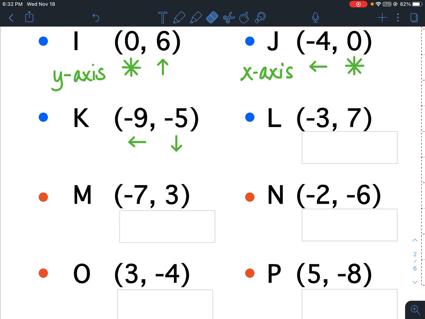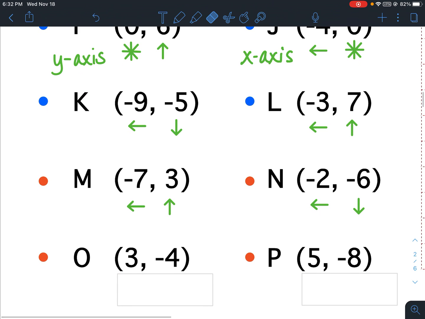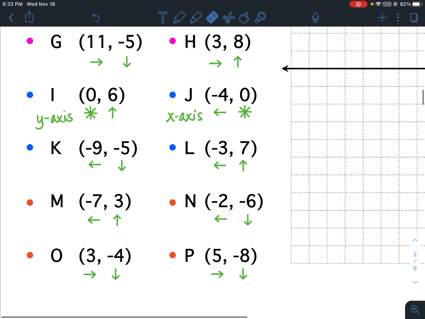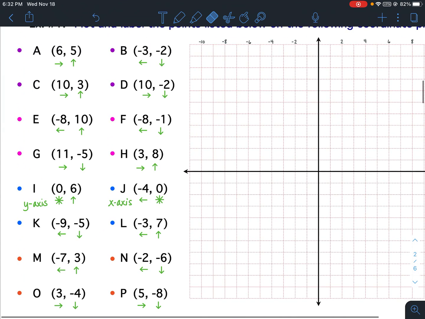K is to the left and down. L is to the left and up. M is also to the left and up. N is to the left and down. O is to the right and down. And P is to the right and down. All right, now that we know which direction we need to go for each ordered pair, now we're going to plot them.